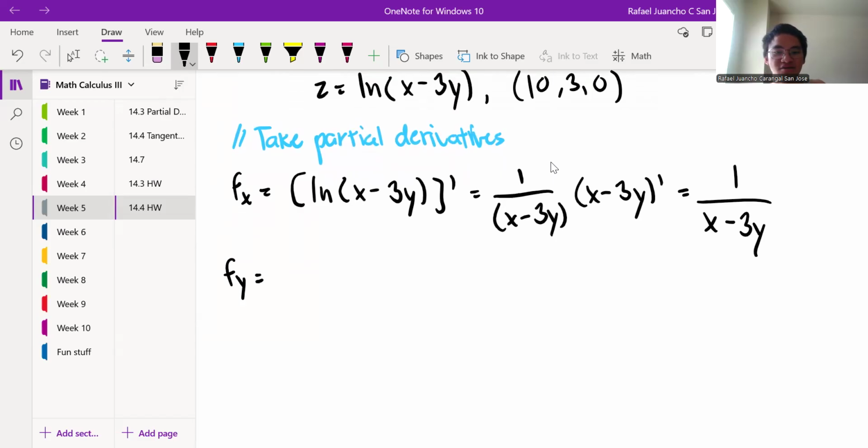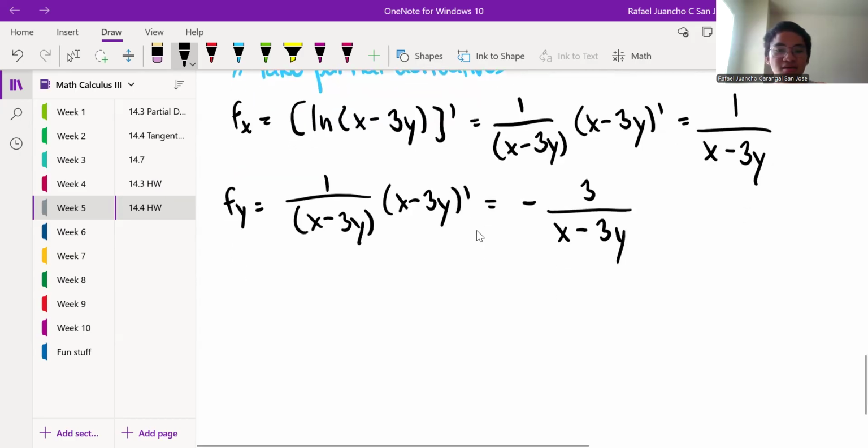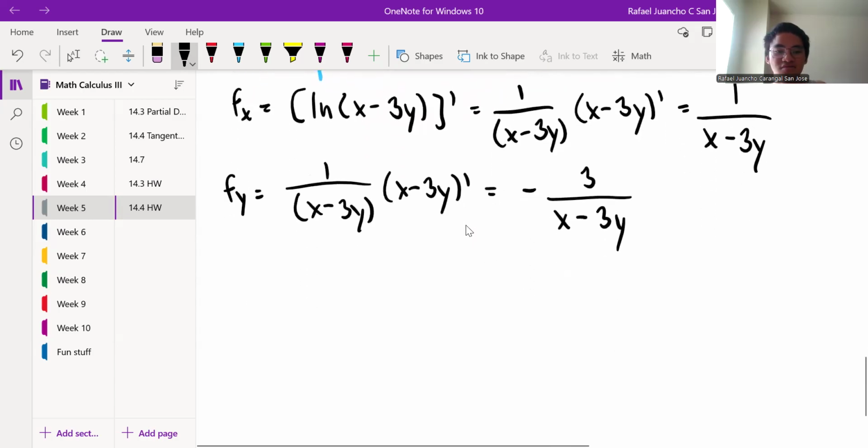For my f sub y, on the other hand, let me do that. Now here my x is my constant. I have a negative 3y, so the derivative of that is negative 3. So here I have negative 3. And then now I can take their derivatives at specific points.